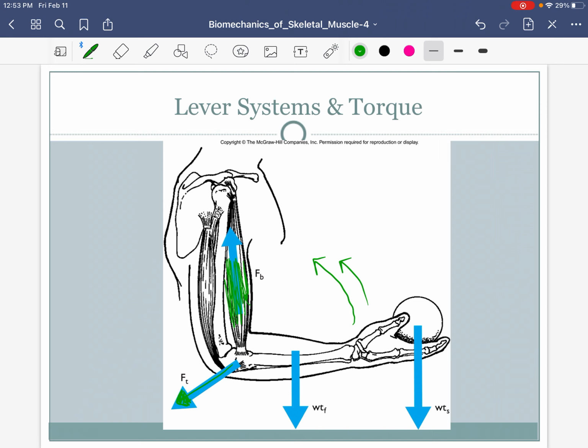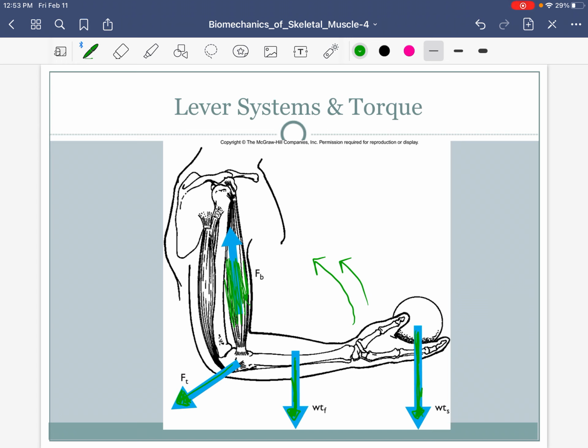In order to successfully raise the forearm, the biceps brachii must contract with enough force to be able to overcome the weight of the forearm and hand. The biceps brachii has to be able to overcome the weight of the object being held in the hand.